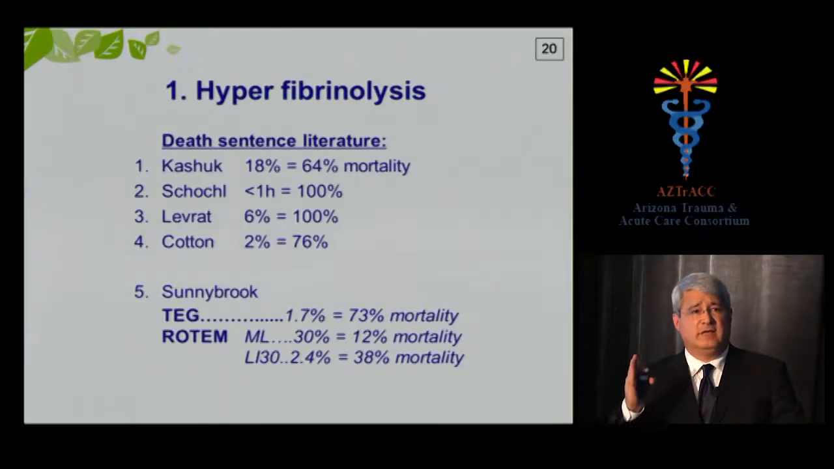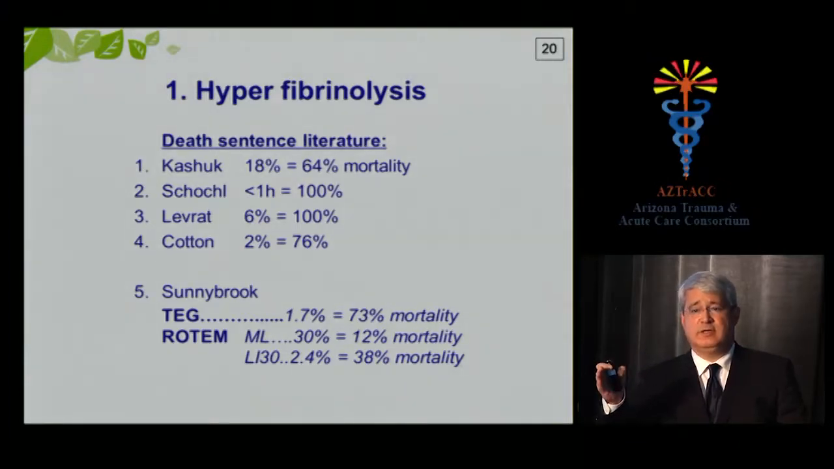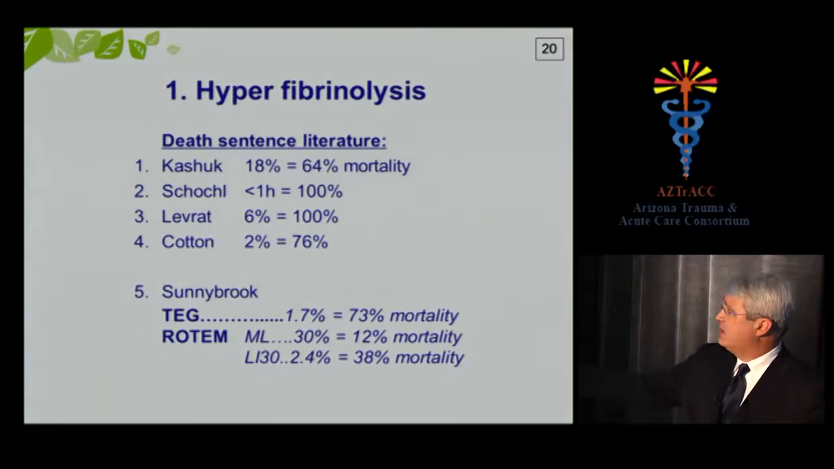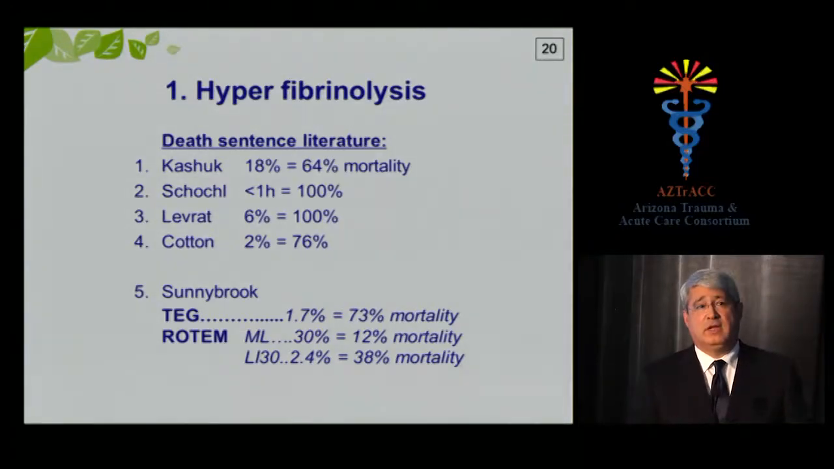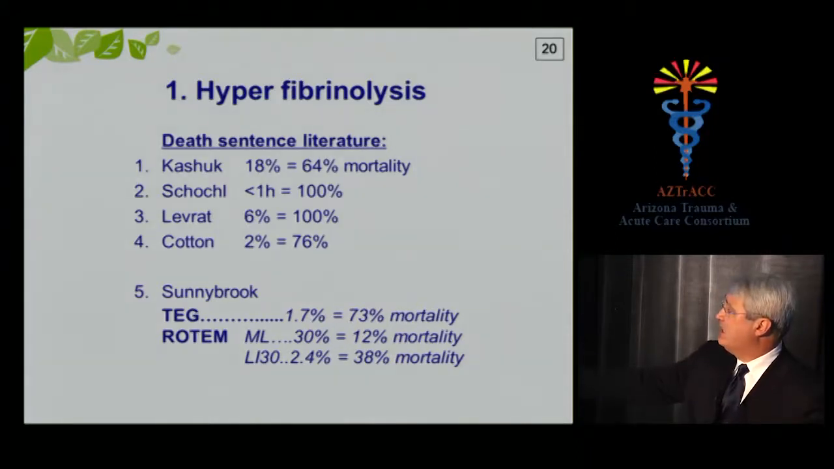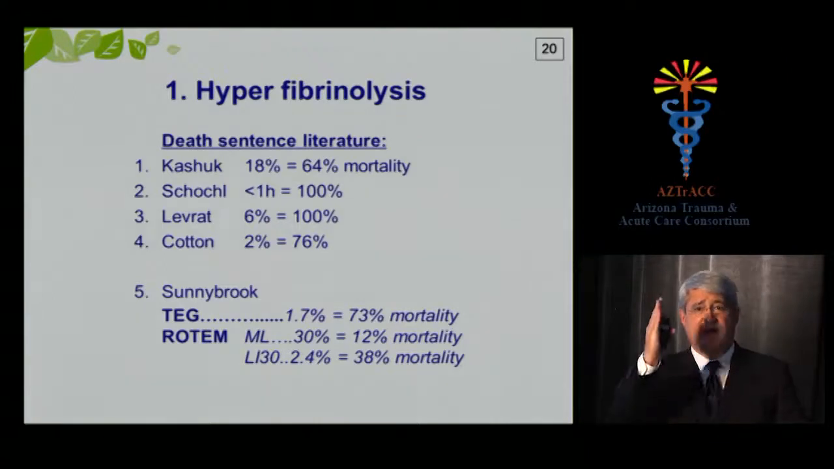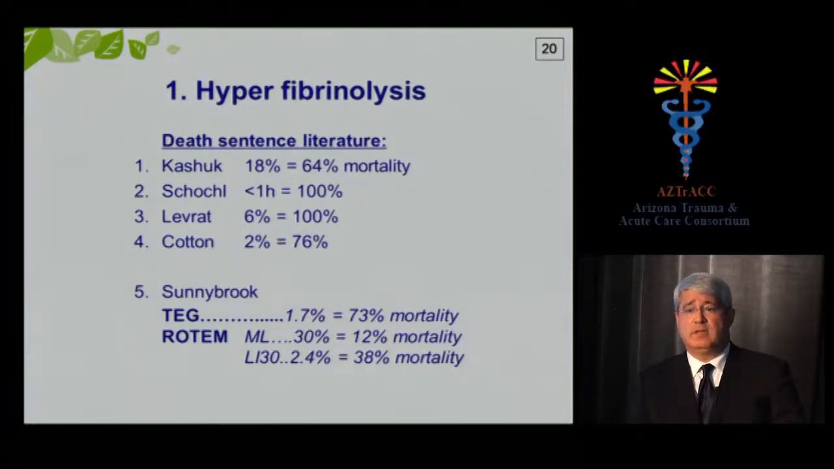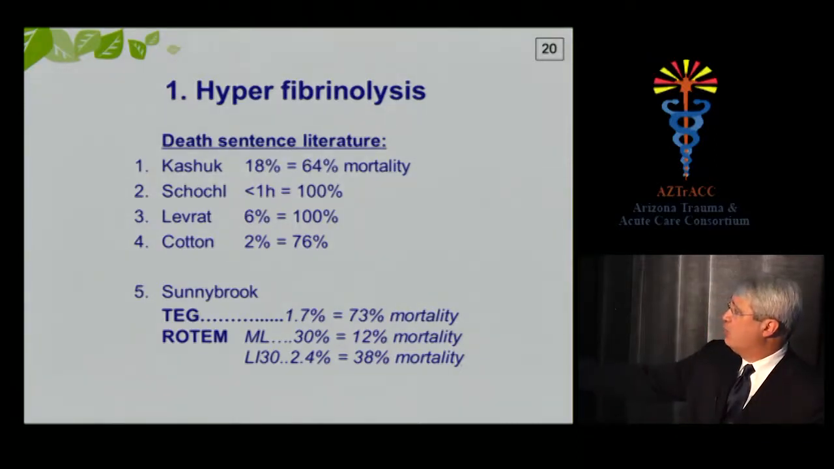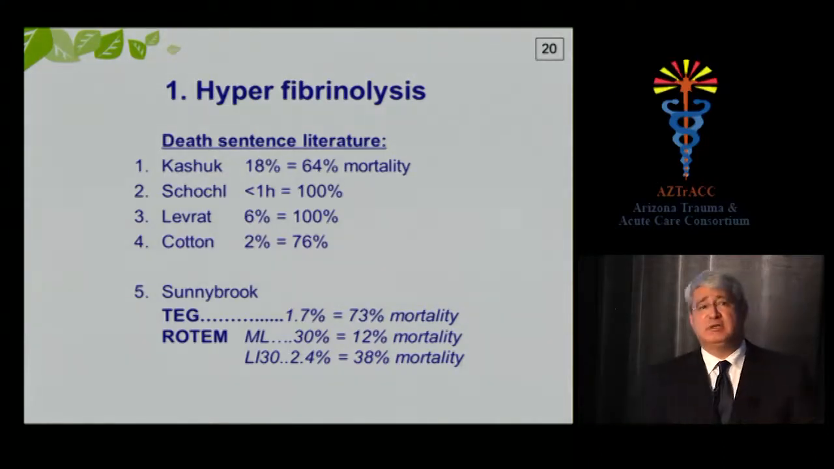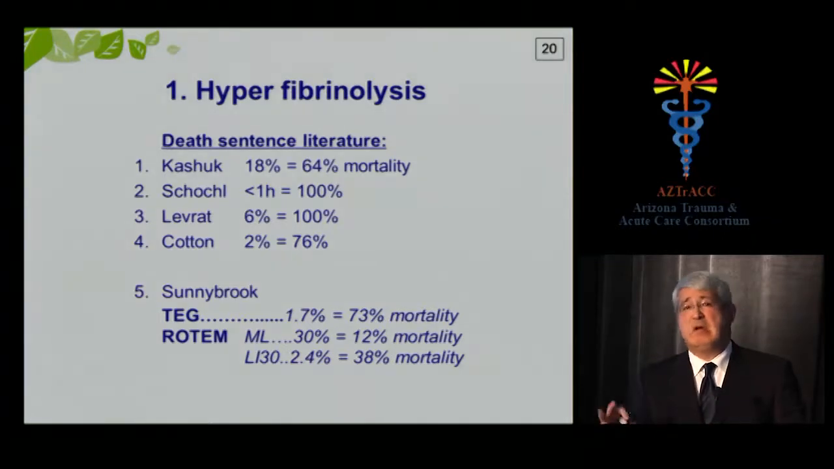So what we have learned is that if you see hyperfibrinolysis on TEG and ROTEM, that's a death sentence. And this is not just our experience. There's other published experience in the States. Kashuk and Cotton showed that 2% of their patients, Kashuk showed 18%, had hyperfibrinolysis on arrival. And of these patients, the mortality is 64%. In Houston, 76%. If your patient has hyperfibrinolysis on TEG, they're going to die. And in Europe, the same thing: Schöchl and Levrat, using ROTEM, show that if your patients are hyperfibrinolytic, mortality is near 100%. In my own hospital, our mortality, if we see TEG or ROTEM showing hyperfibrinolysis, is about 70%. It's a death sentence for those patients.